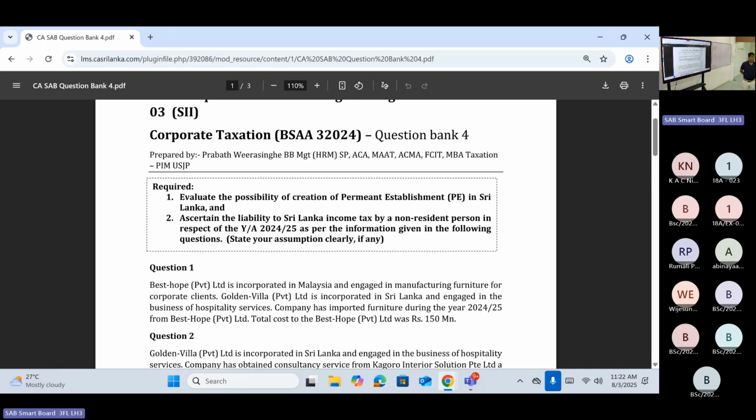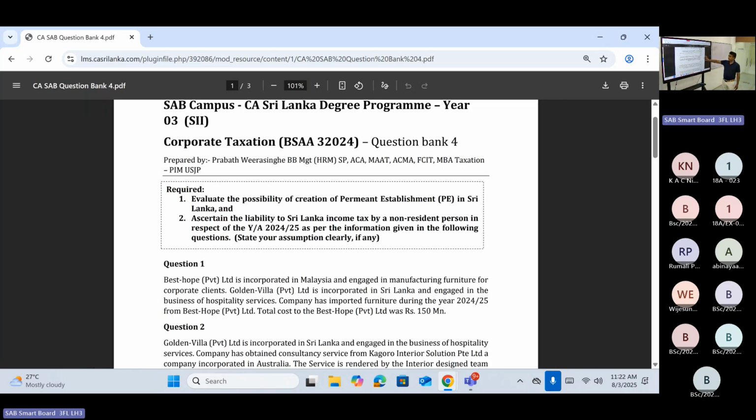Evaluate the possibility of creation of permanent establishment, right? Whether permanent establishment is arising or not, and explain the tax liability that it contains, right? Read.